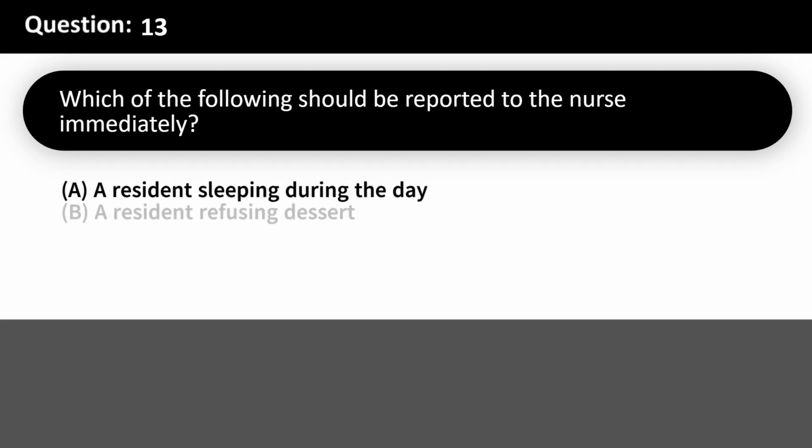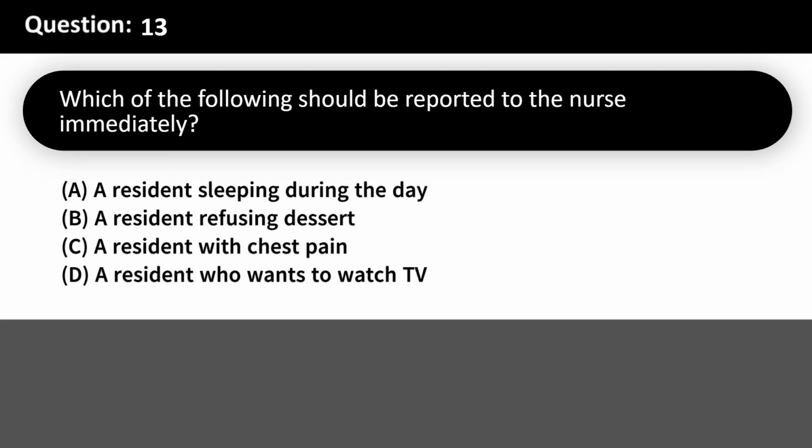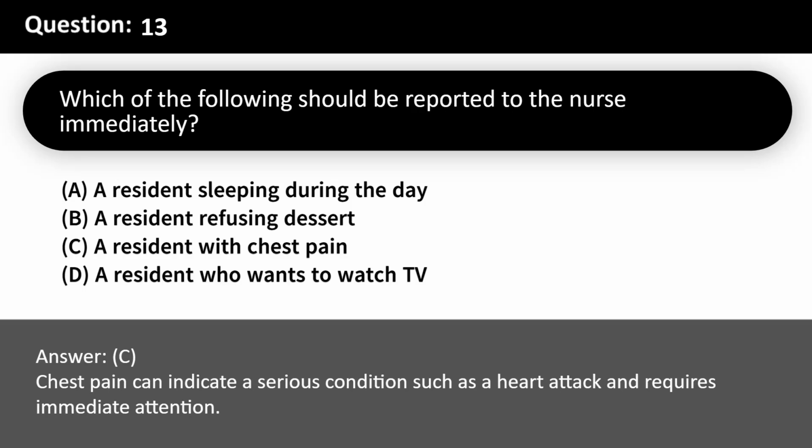Which of the following should be reported to the nurse immediately? A. A resident sleeping during the day. B. A resident refusing dessert. C. A resident with chest pain. D. A resident who wants to watch TV. Answer: C. Chest pain can indicate a serious condition such as a heart attack and requires immediate attention.